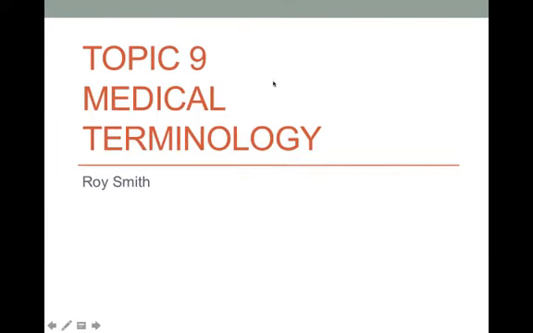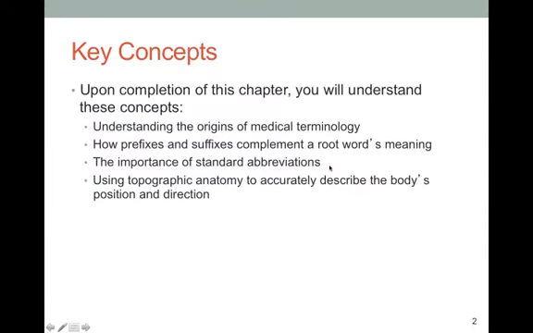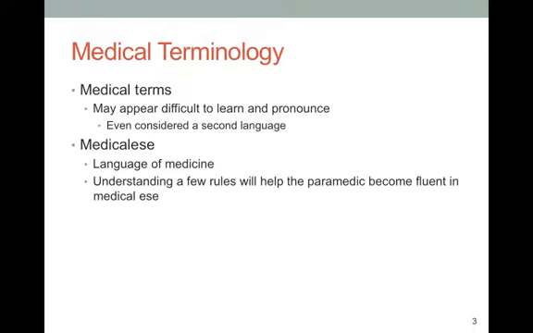This is going to be Topic 9, Medical Terminology. After completion of this chapter, you should understand the origins of medical terminology, how prefixes and suffixes complement a word's meaning, the importance of standard abbreviations, and using topographic anatomy to accurately describe the body's position and direction.